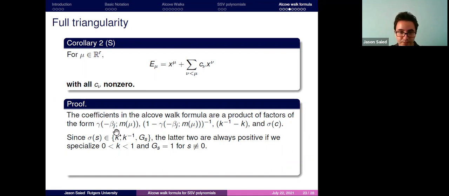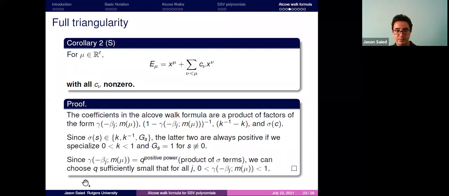So for positivity, we just have to make sure that gamma is between 0 and 1. That'll keep both of these positive. And we can get away with this because gamma is some positive power of q times the product of sigmas that we can disregard because we set all the k's and g is equal to 1 or something positive.